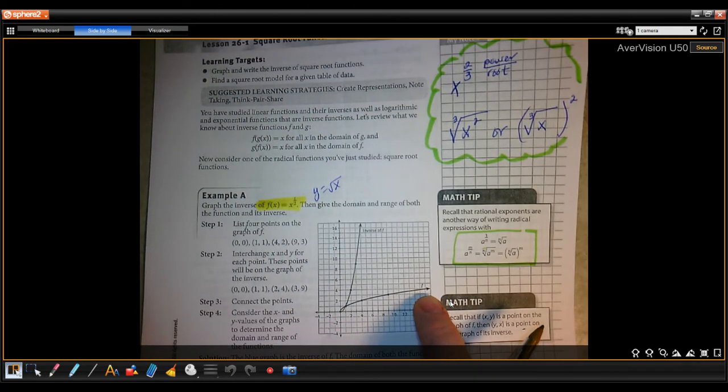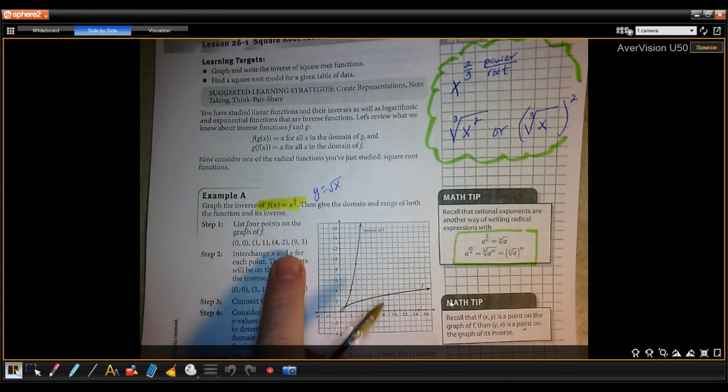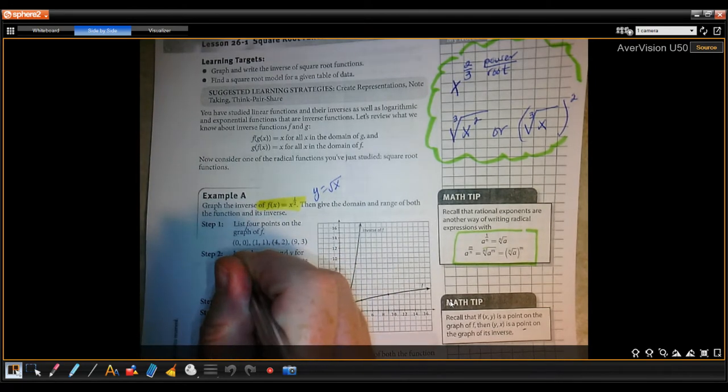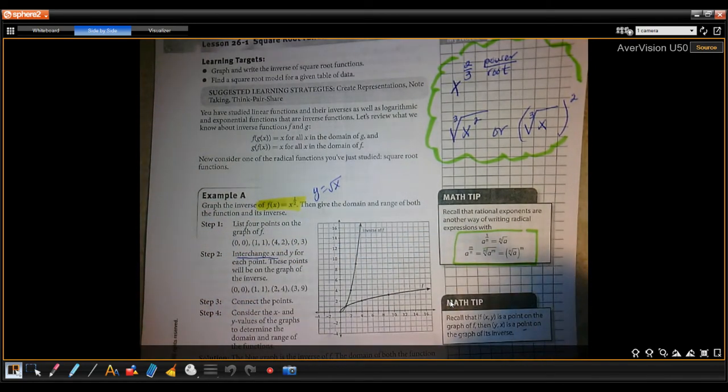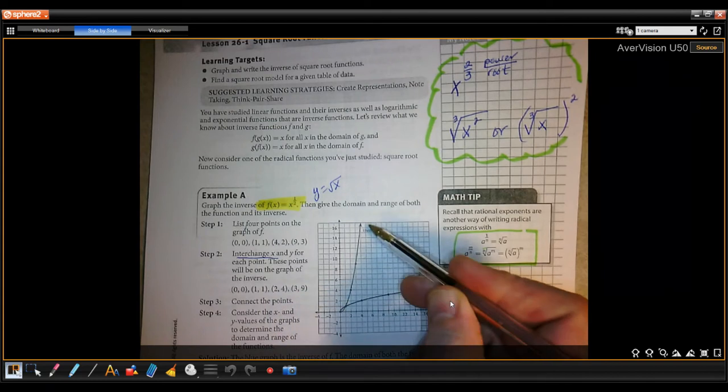That's f. Then it says, and it told you to plot some points. I did it for you. Let's move on. Then it tells you to interchange x and y. So you guys already know, how do you find the inverse? Switch x and y, solve for y. So here is the inverse of it.